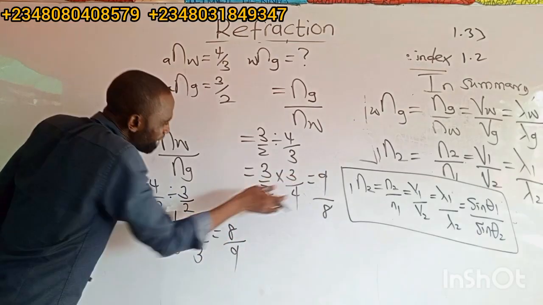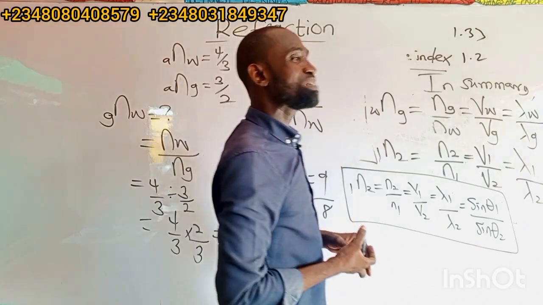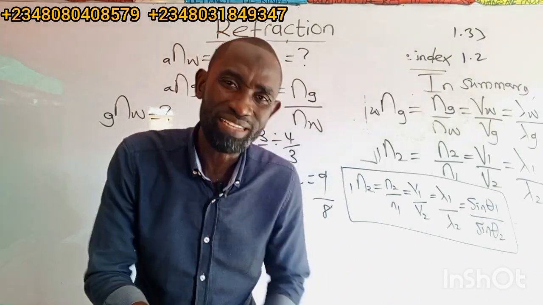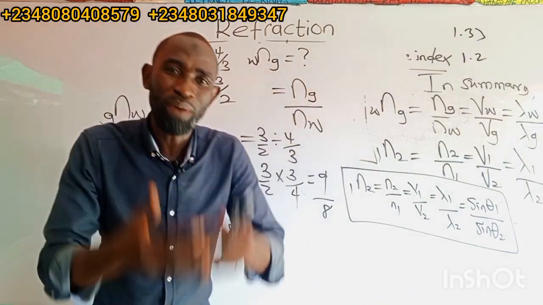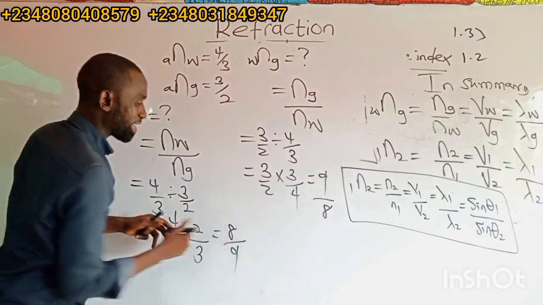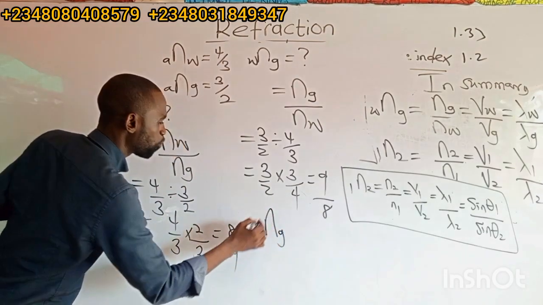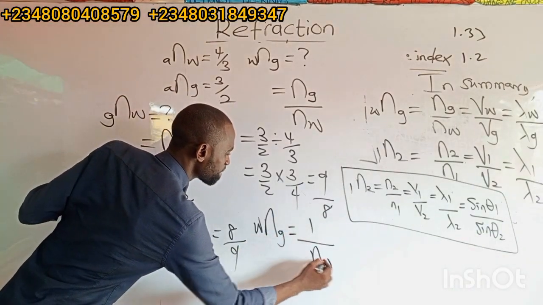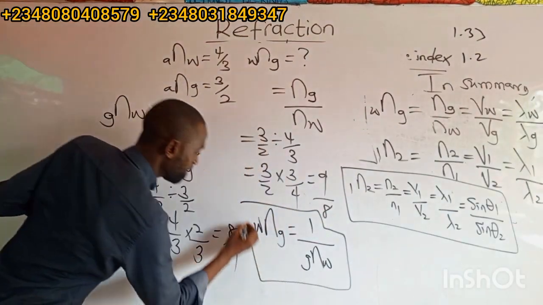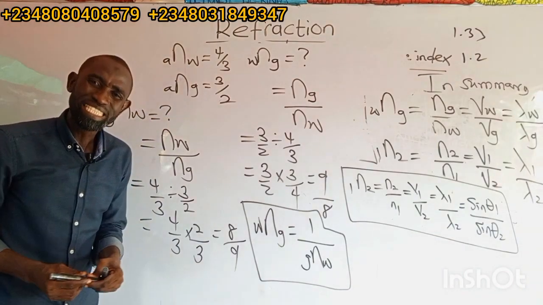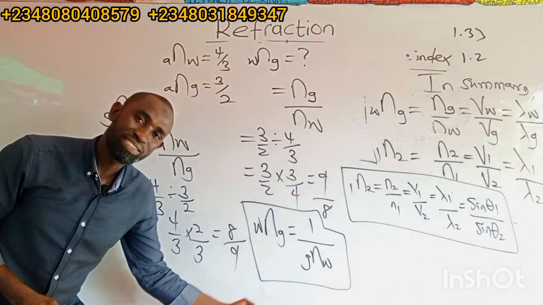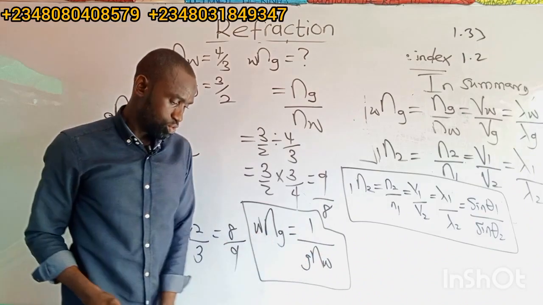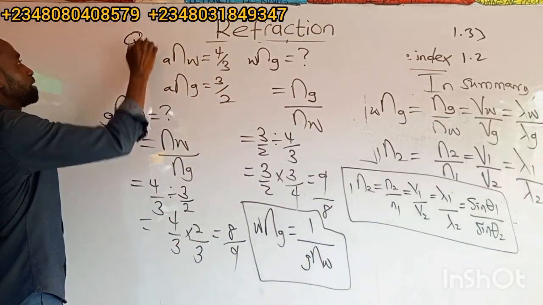So from here, I can bring in one thing that we call the law of reversibility of light. The law says when light rays are reversed, they follow the same path. So it means from here, the refractive index of glass with respect to water is equal to 1 all over the refractive index of water with respect to glass. This is the principle of reversibility of light, which says when a light ray is reversed, it follows the same path, because glass to water will give us 1 over water to glass. That is question 1.